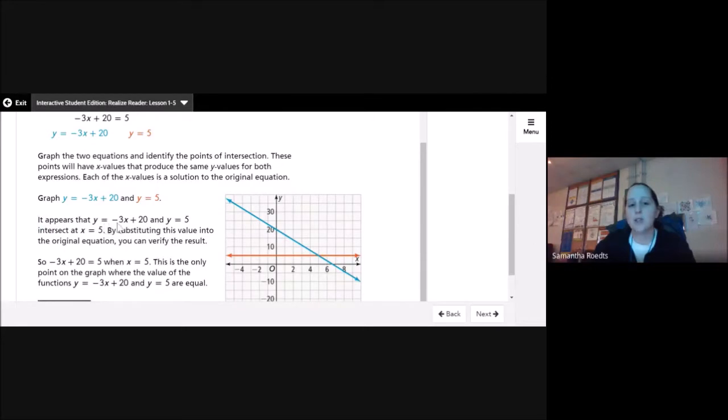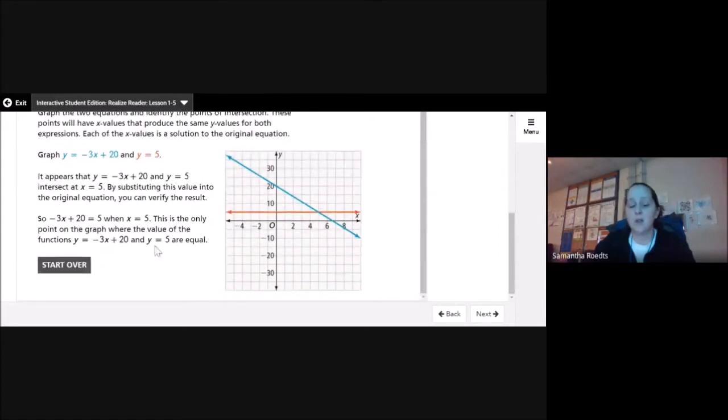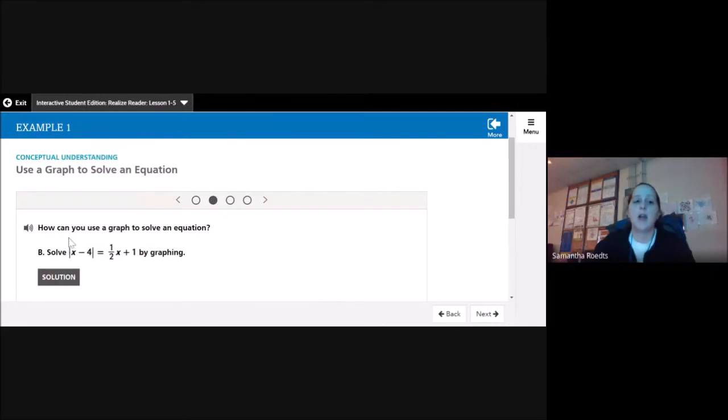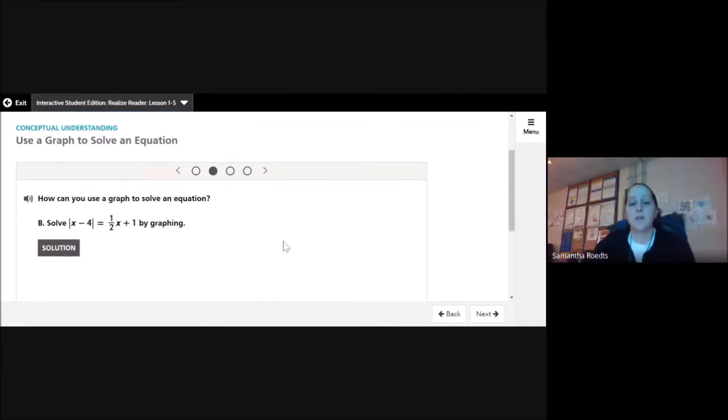It appears that y = -3x + 20 and y = 5 intersect at x = 5. By substituting this value into the original equation, you can verify the result. So -3x + 20 = 5 when x = 5. This is the only point on the graph where the values of y = -3x + 20 and y = 5 are equal. How can you use a graph to solve an equation?